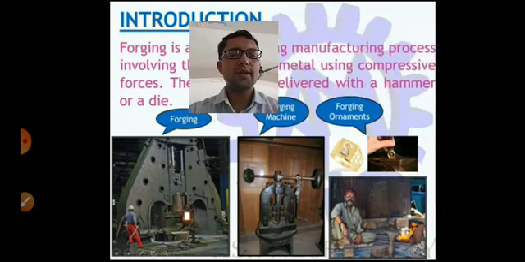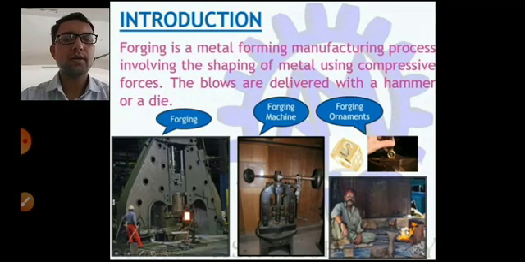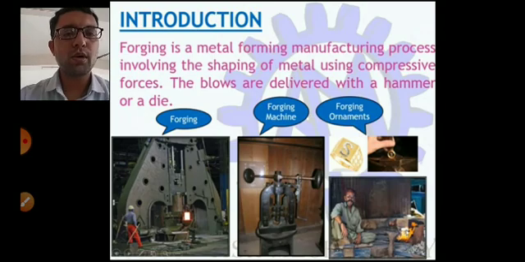Now let me see the introduction to forging. Forging is a metal forming manufacturing process involving the shaping of metal using compressive force, and the blows are delivered with a hammer or a die. The normal understanding that we all have of forging is very simple.